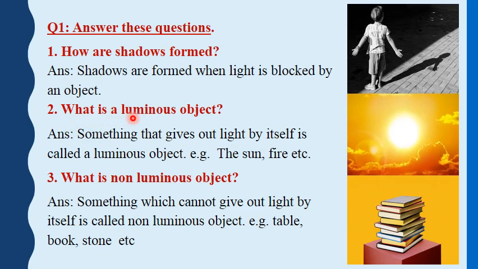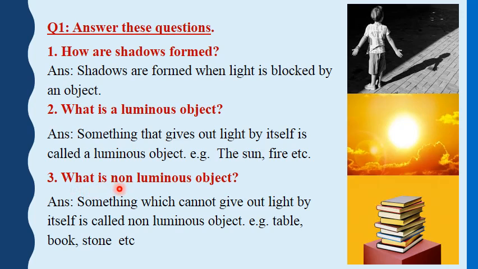Question 2, what is a luminous object? Something that gives out light by itself is called a luminous object. We have a few examples here: sun, fire. So it means those objects that give out their own light are called luminous objects. Like we have the example of sun and fire, these are luminous objects because they have their own light.